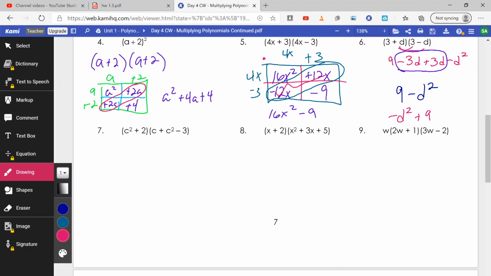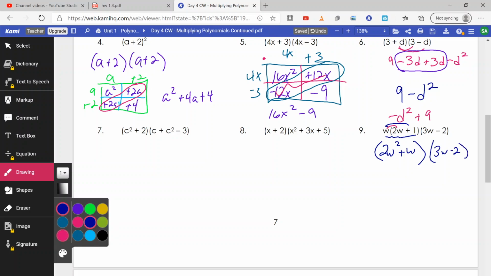We're going to use distribution first because we have a w outside the 2w plus 1. So I'm going to distribute the w first. W times 2w, 2w squared. And then w times 1, so plus w. So I took care of that. I now have 2w squared plus w, which is the result of distributing the w into that first set of parentheses. But I still have to multiply times 3w minus 2. And I can use the box method here to simplify.